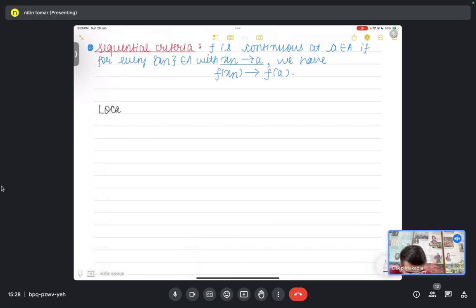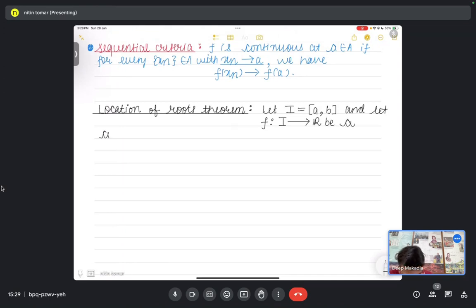Now one important consequence or one important theorem that is related is the location of roots theorem. This is an application of intermediate value theorem. So let me just write the theorem. You have some compact interval a comma b, where a and b are in the real line, and let f from I to R be a continuous function.